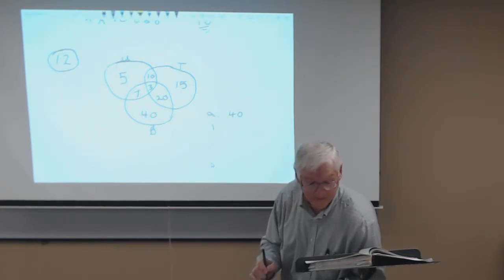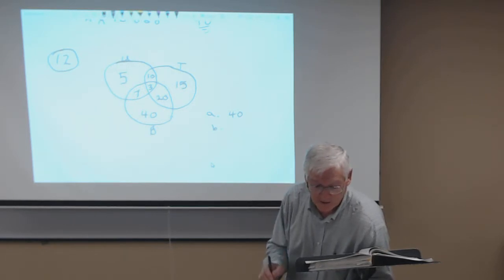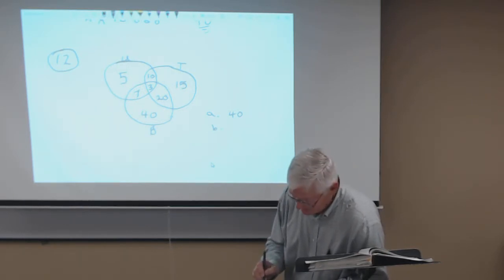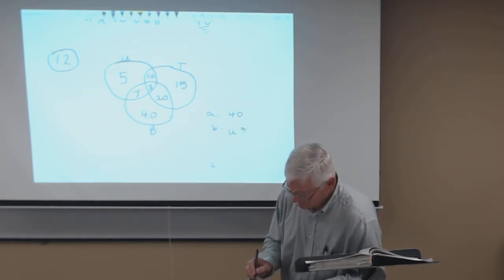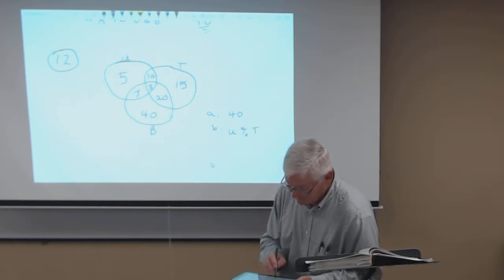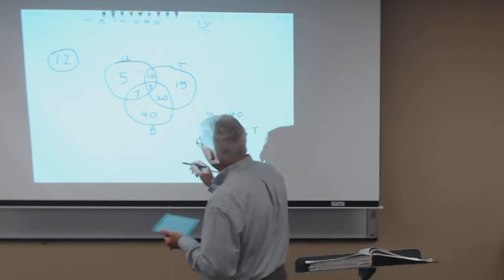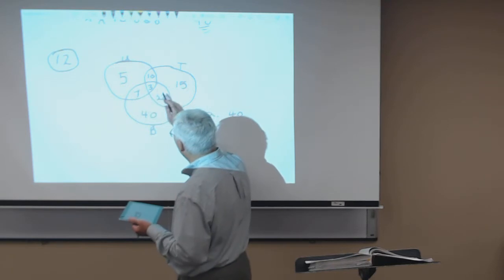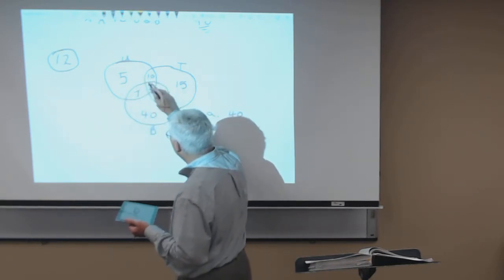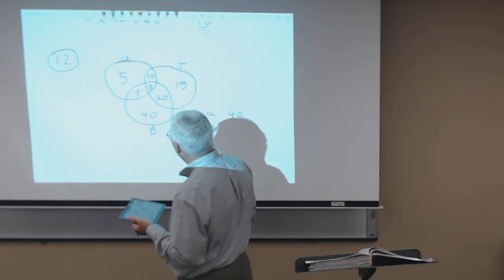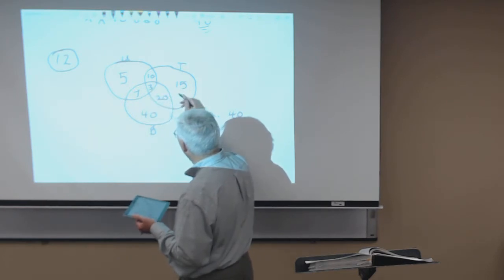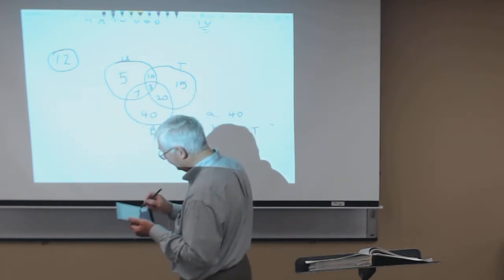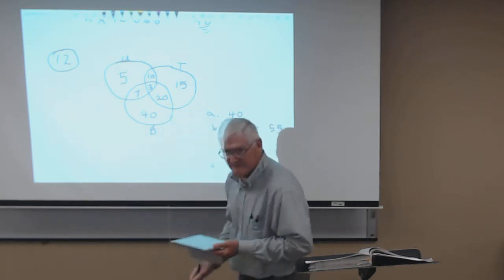What's B? How many investors own utilities and or transportation? Utilities and or transportation. That would be this circle and this circle, right? What does that add up to be? 15, 17, 20, 40, 55. Did I do that right?